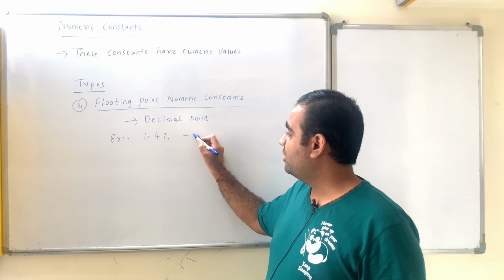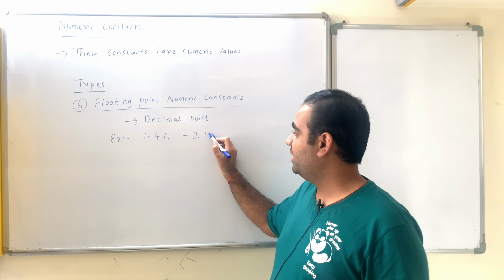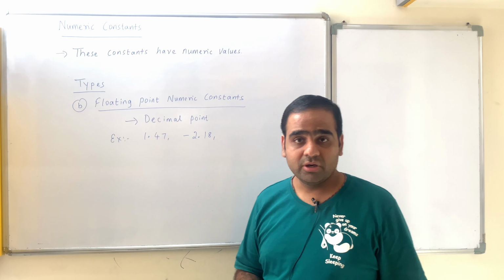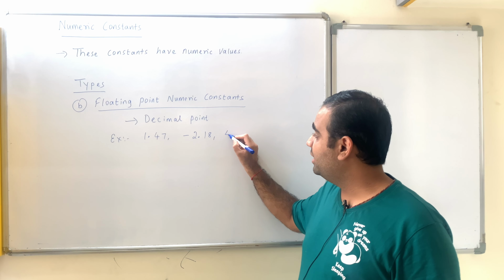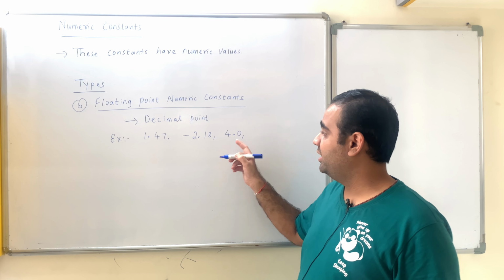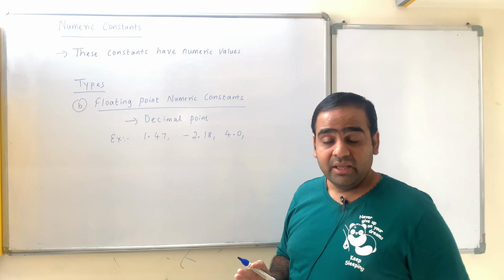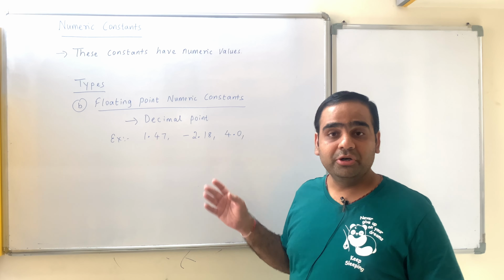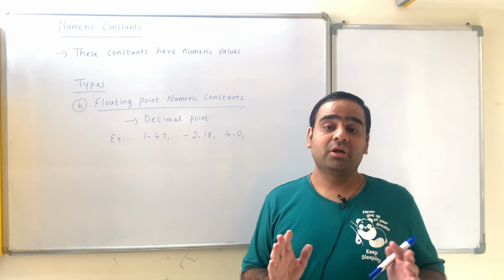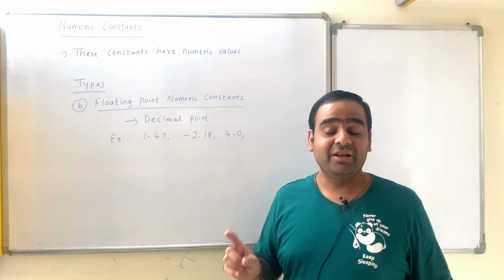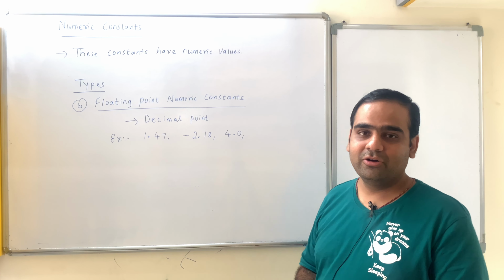It can be negative as well, minus 2.18. It is a floating point constant. You can write 4.0. It is a floating point constant. Even though the numeric value of 4.0 is 4, we do not consider it as an integer constant. We consider it as a floating point constant.